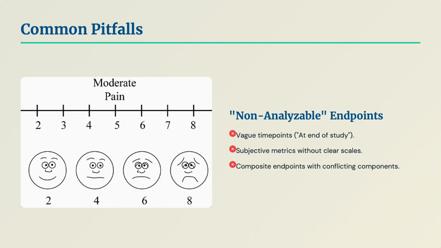Watch out for these non-analyzable traps. Never accept a vague time point like at the end of study. This is a disaster for data cleaning. Also, avoid subjective metrics without a validated scale. If the metric isn't clear, the data will be noisy, and you will fail to reach significance even if the drug works.